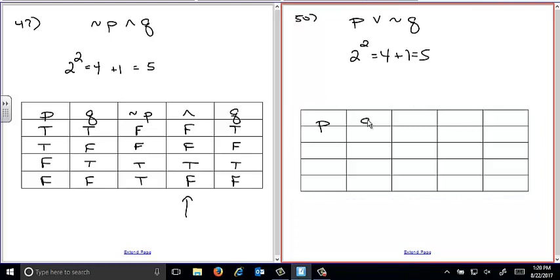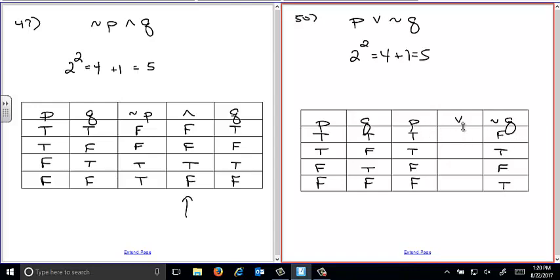P, Q, logic statement, P or not Q. Fill these out exactly the same. True, true, false, false, alternate, true, false, true, false. Since we just have P, we copy that. 2 trues, 2 falses. Here we have Q, here we have the negation of Q, so we do the opposite of what we had there. So instead of true, false, we have false, true, false, true.